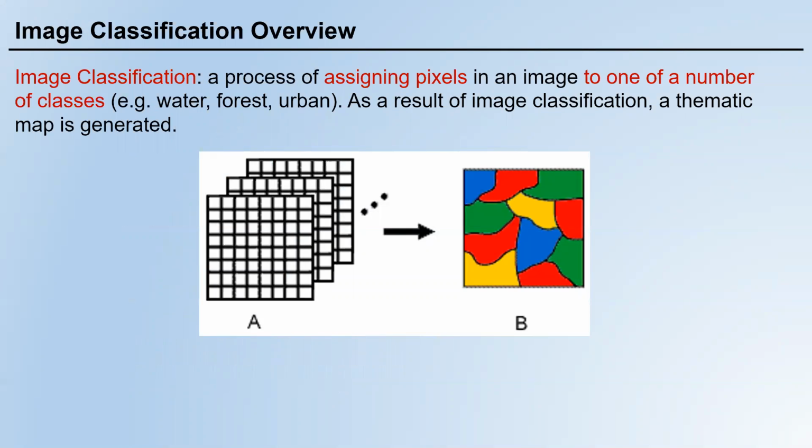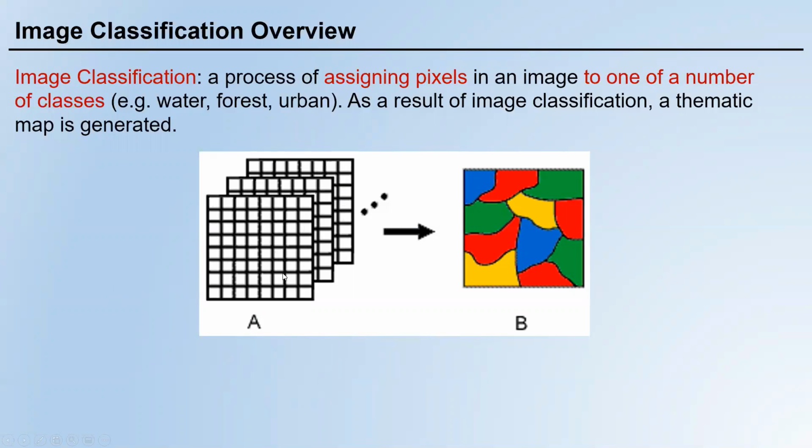So what is image classification? It refers to a process of assigning pixels in an image to one of a number of classes. For example, these classes could be water, forest, or urban. As a result of image classification, a thematic map is generated. Here is a figure showing you the change of a remote sensing image before and after classification. On the left side, we have the original remote sensing image. There are multiple bands and there are pixels.